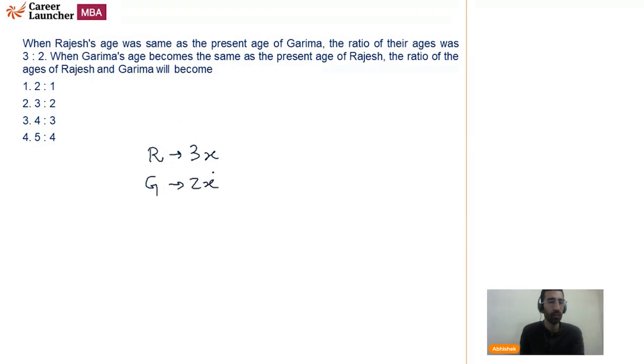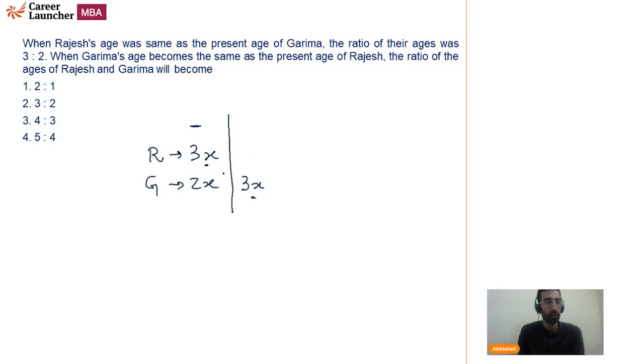right? So this must have been some years ago because Garima today is 3x years old. This happened some time ago. So let me write minus means in the past. Today, what is the case? Garima is 3x years old, the same age as what we are considering Rajesh to be when the ratio is 3:2.